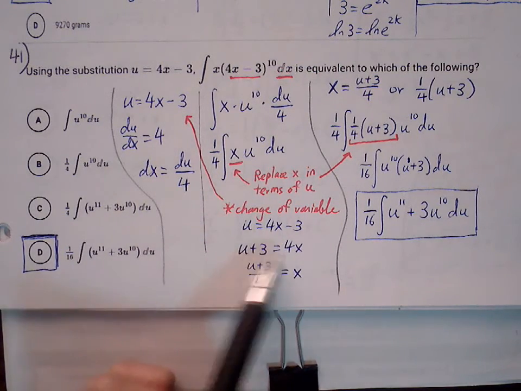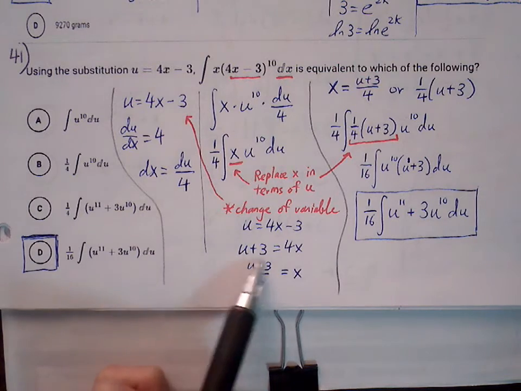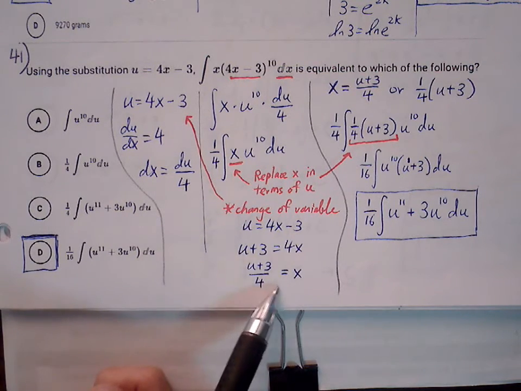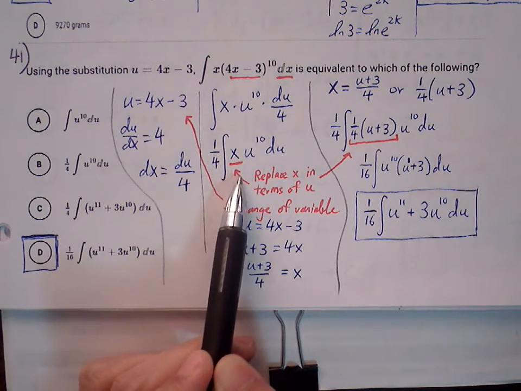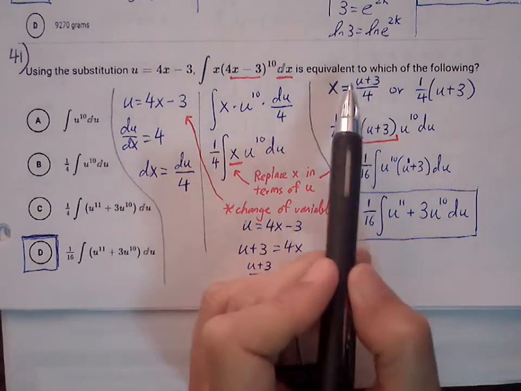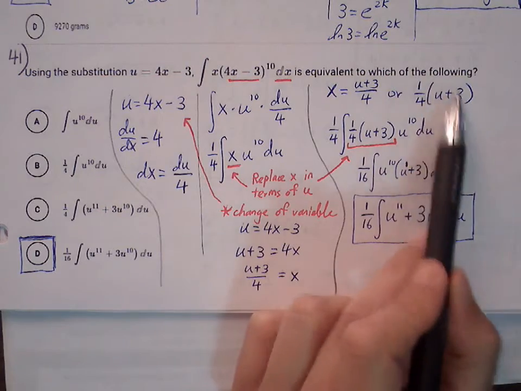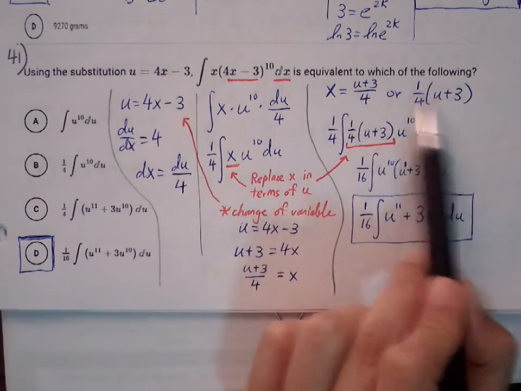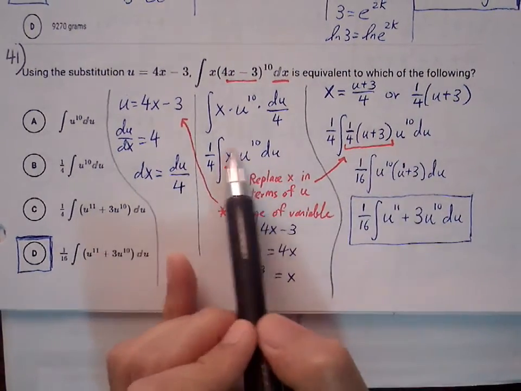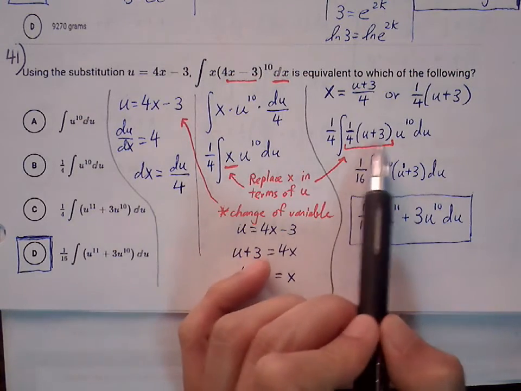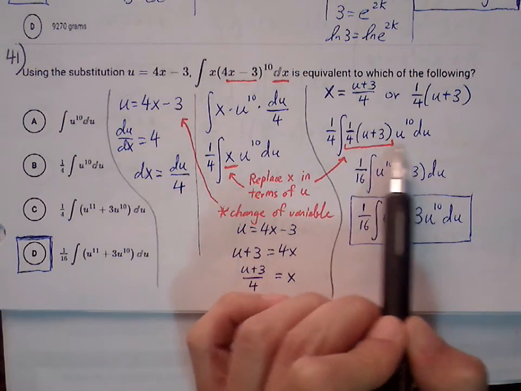So I'm going to solve for x here. I'm going to add 3 to both sides, divide by 4. So I now have a clean replacement for this x. So this x gets replaced with u plus 3 over 4. Or I can just think of it as 1/4 times u plus 3. So I don't have to deal with a messy denominator. I can just think of that 1/4 as a coefficient. So I'm going to replace this x with 1/4 u plus 3. And now we have everything in terms of u.